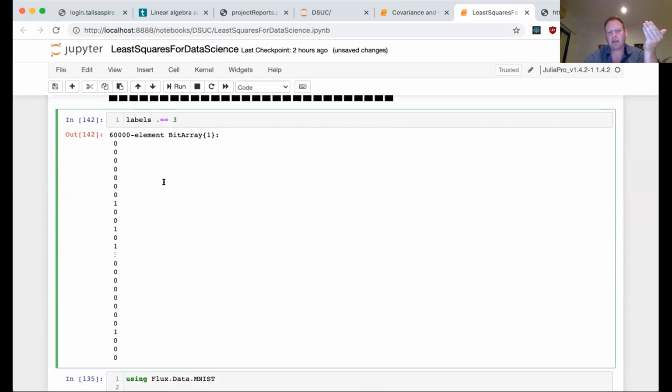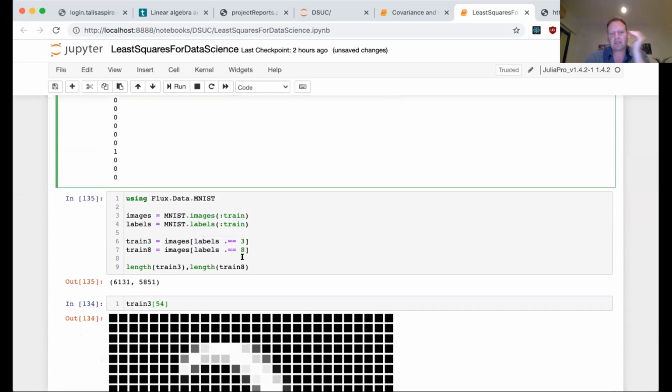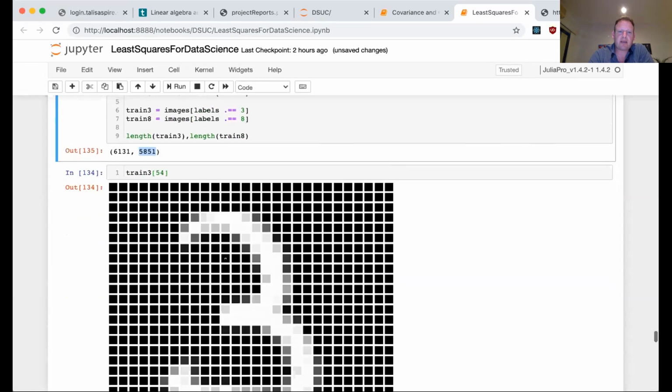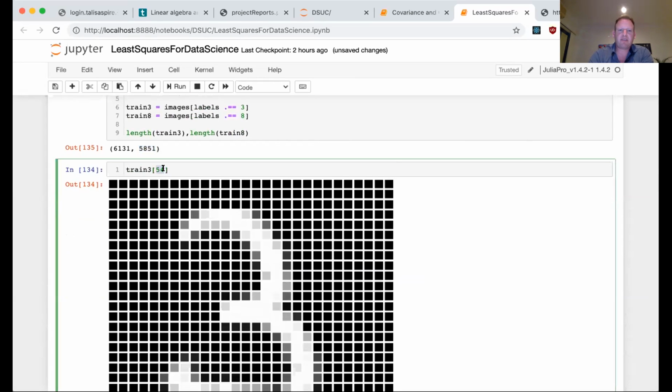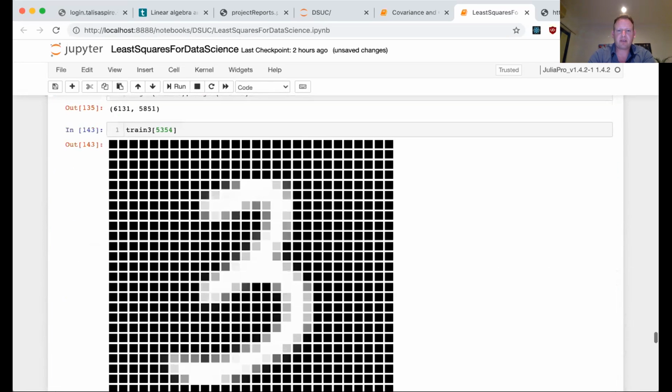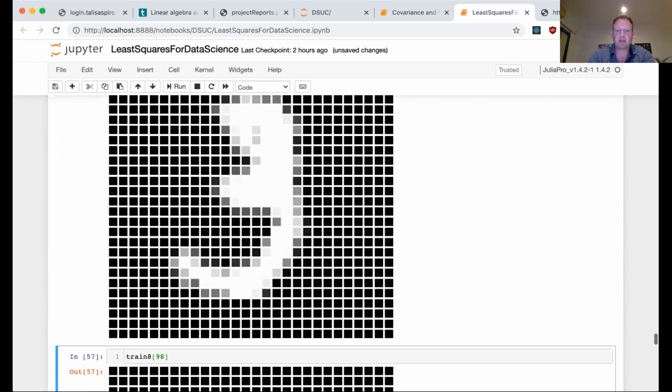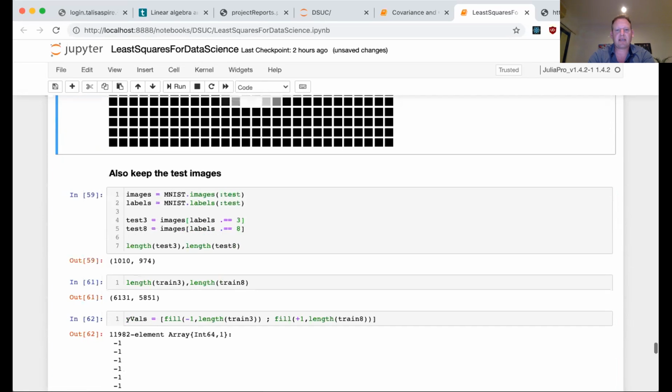It's a 3. So we're going to select the 3s, and we're going to select the 8s. We have a quite similar number of 3s and 8s, about 6,000. About 1 in 10 is a 3, and 1 in 10 roughly is an 8. Here's the 54th 3. Here's a different 3. Here's another 3. You got all kinds of 3s here. If you're interested in what 3s look like, go to this array. And similarly with the 8.